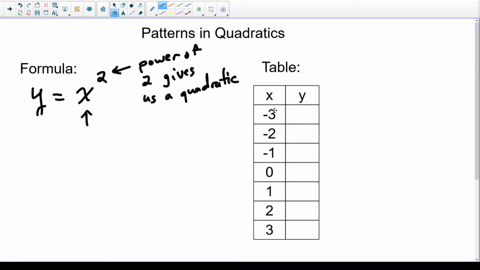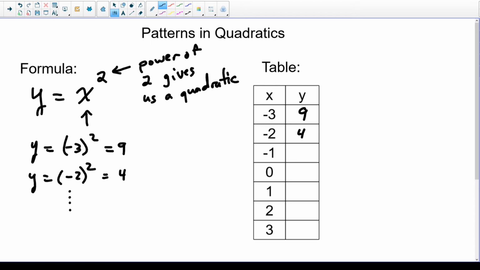So if x is equal to negative 3, what would we get as our y value? Well, if we sub in negative 3 into here, we get 9. If we sub in negative 2 into there, we get 4. And now we can do that just in the table now. What is negative 1 squared? Negative 1 squared is 1. What is 0 squared? 0 squared is 0. What is 1 squared? It's 1. Let me fix that 0. What is 2 squared? It's 4. What is 3 squared? It's 9.